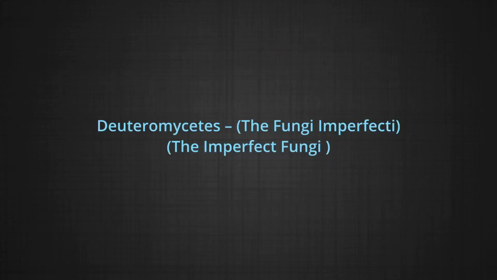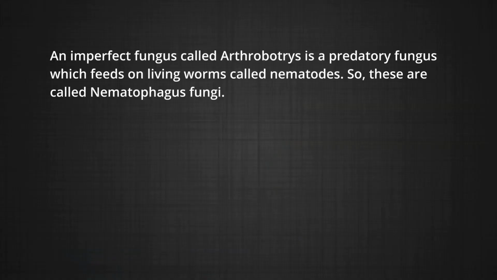Deuteromycetes, that is, fungi imperfecti. In the imperfect fungi of Deuteromycetes, the asexual life cycle is known as the imperfect stage, while the sexual stage is called the perfect stage. There are thousands of imperfect fungi, of which many are saprophytic and many are parasitic in nature. An imperfect fungus called Arthrobotrys is a predatory fungus which feeds on living worms called nematodes. So, these are called nematophagous fungi.